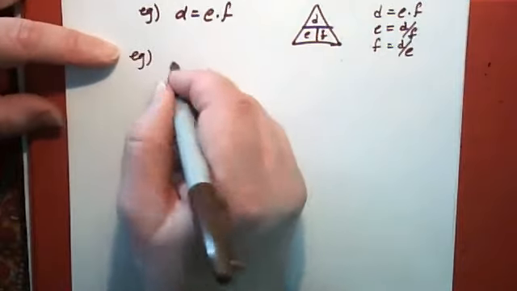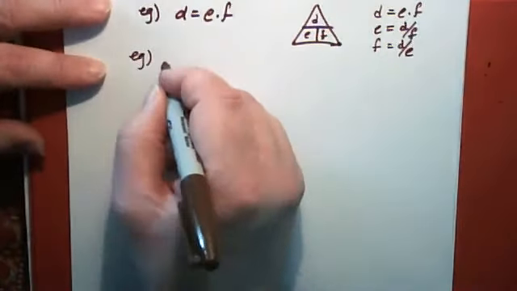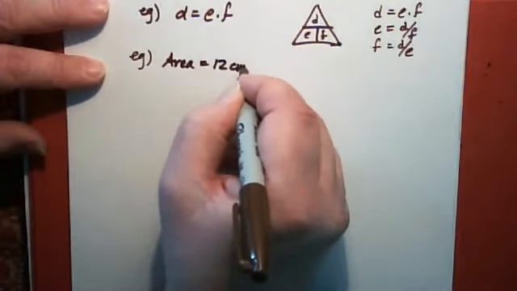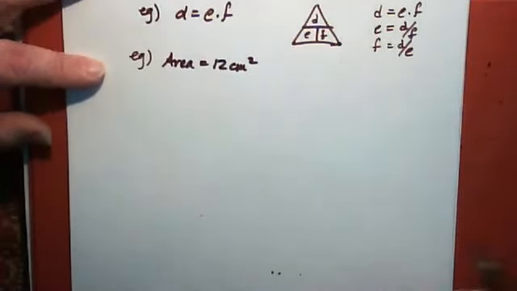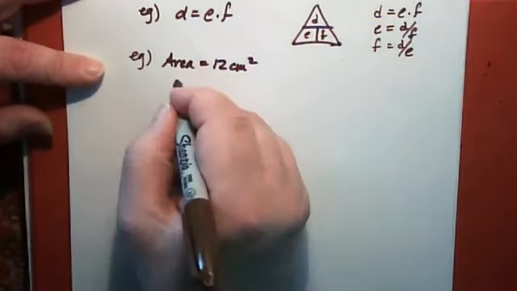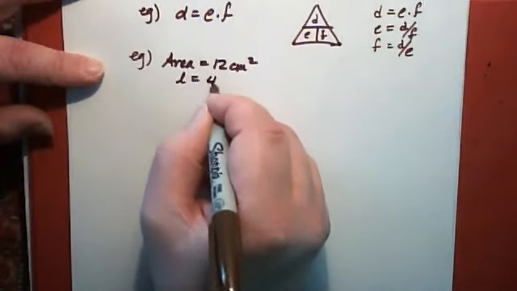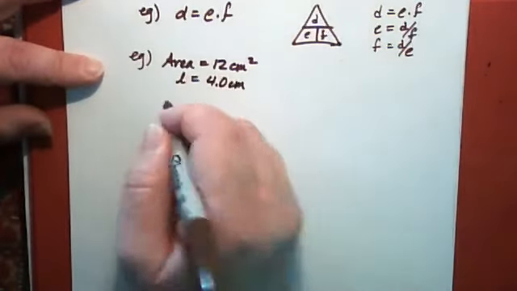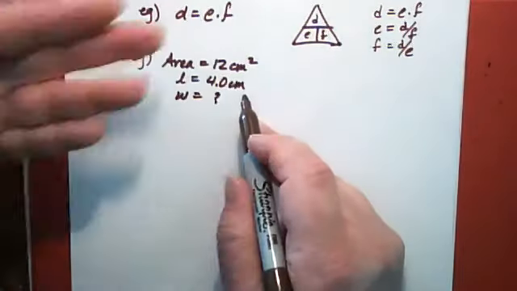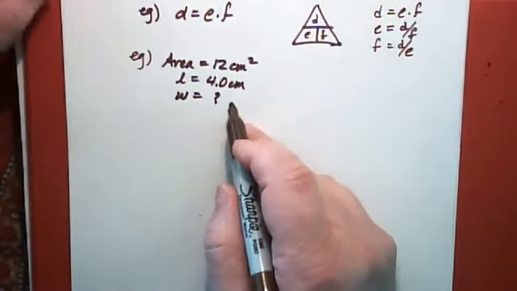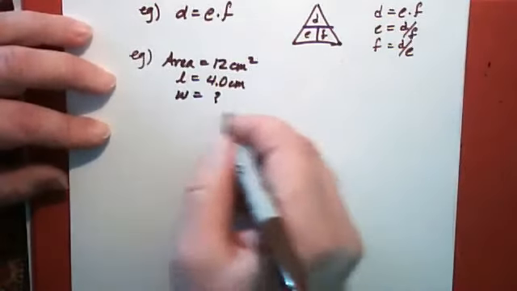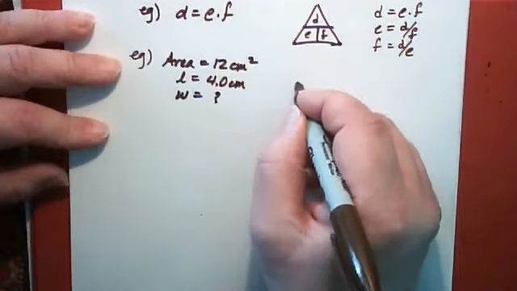So for an actual example, say the area of some surface is equal to 12 square centimeters. The length is equal to 4 centimeters. And what's the width? Well, hopefully it's not too hard to see that the width must be 3 centimeters because 4 times 3 is 12. But we can also look at one of these triangles.